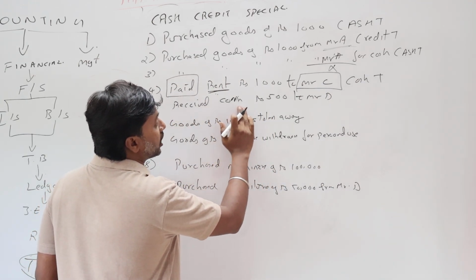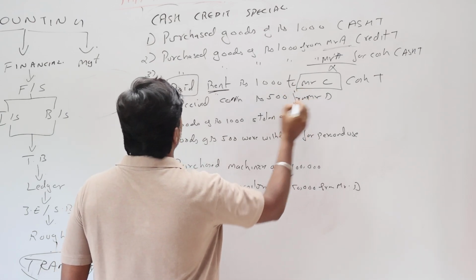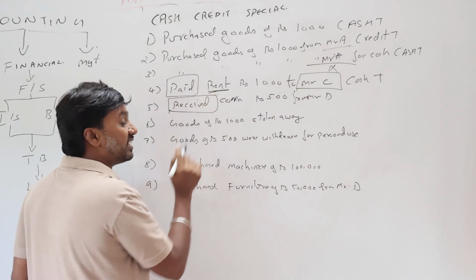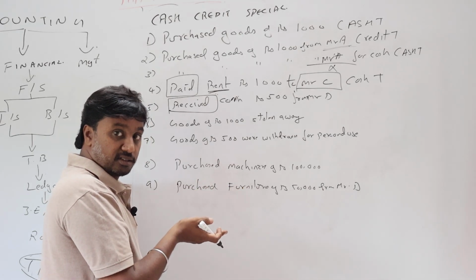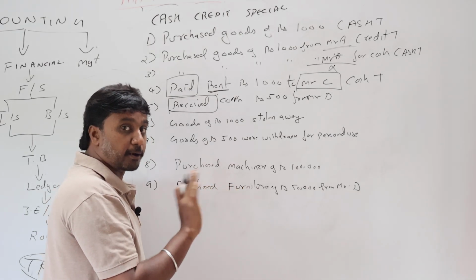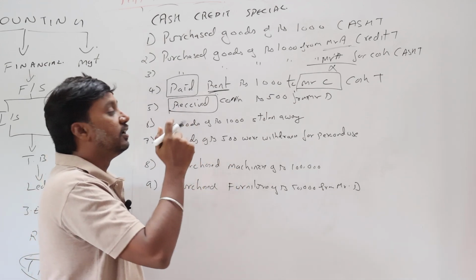Received commission of rupees 500 from Mr. D. Now here you have received. Received means already got in your hand, right? Do you have to do anything else for that? No, you have already got the money in your hand. It is 100% what transaction, children? Cash transaction.